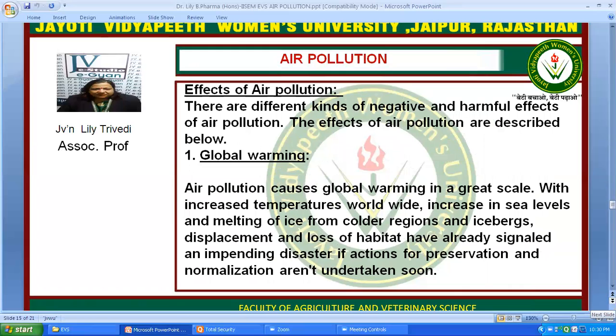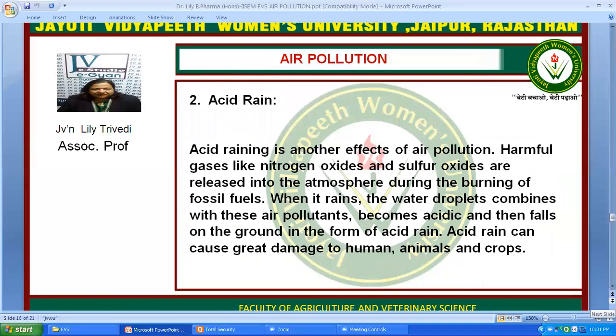Now, let's come to the effects of air pollution. The first effect we are going to discuss is global warming. With increased temperature worldwide, increase in sea levels and melting of ice from colder regions and icebergs, displacement and loss of habitat are also the effects of global warming, and they signal impending disaster. So we should take measures for prevention and normalization. Second is acid rain. Harmful gases of nitrogen oxides, sulfur oxides are released in the atmosphere. And when it rains, the water droplets combine with these air pollutants. They become acidic and fall on the ground. Acid rain causes damage to human beings, crops and animals.